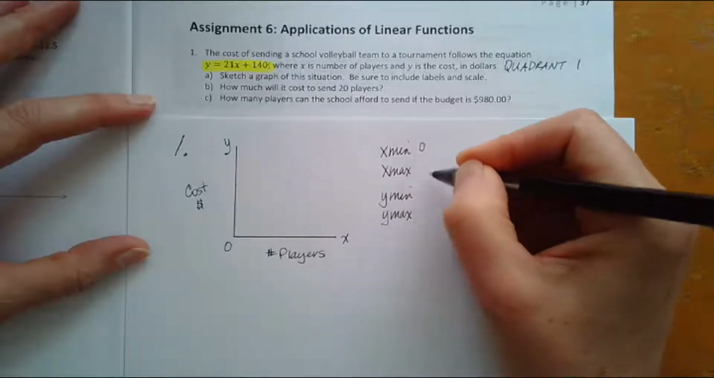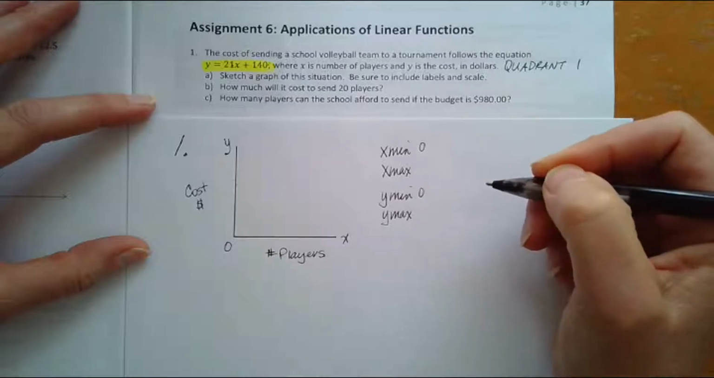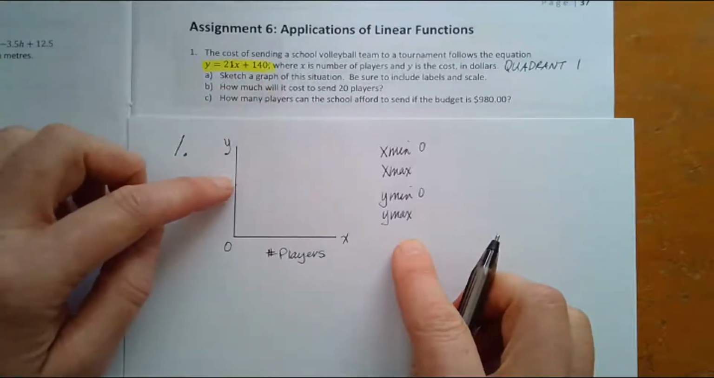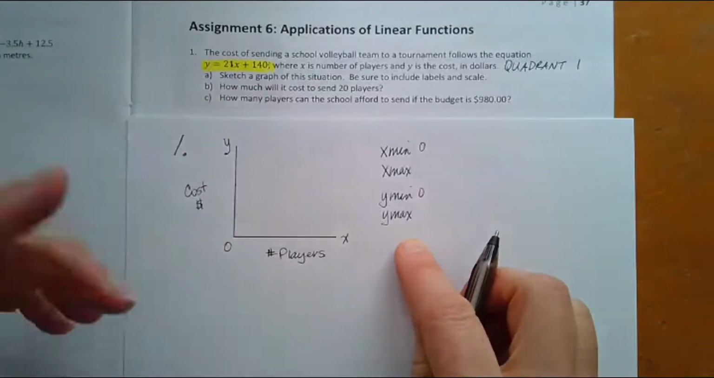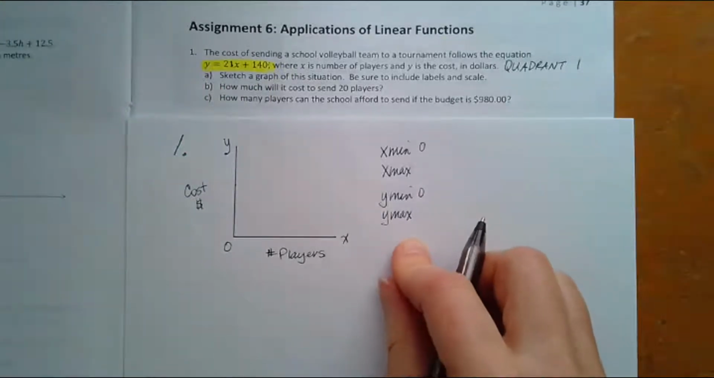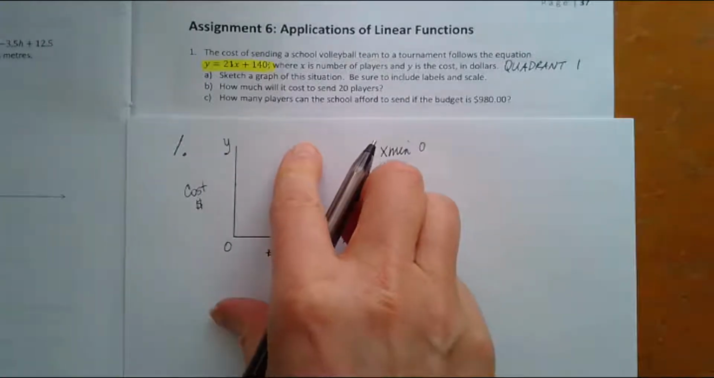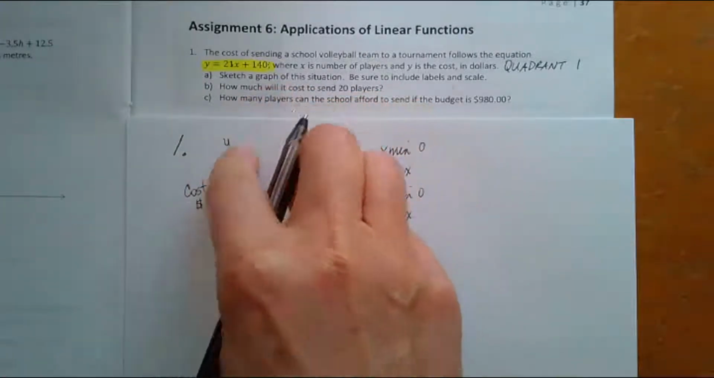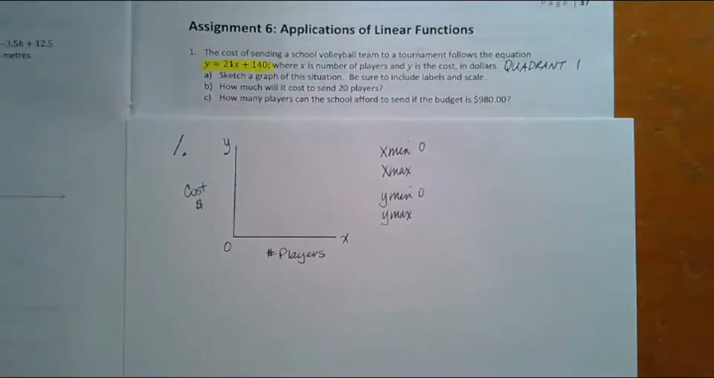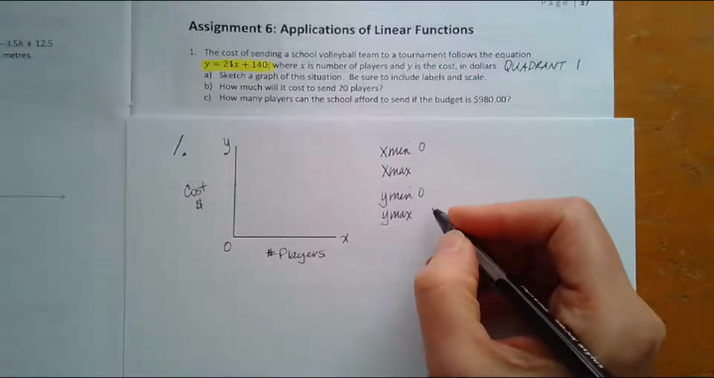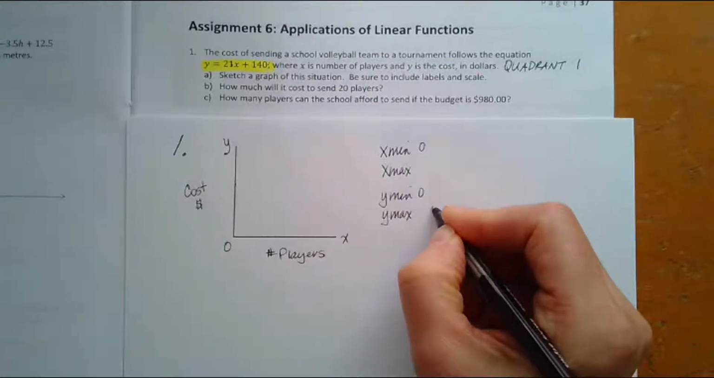Because this is a quadrant 1 graph, X min and Y min are going to be 0. I know my Y max. Well, the Y values start at 140 and get bigger. So my Y max has to be, Y is the cost in dollars. It's got to be way greater than 140, and I don't really know how much greater. So I'm going to put, I don't know, I'm going to put 500 in.